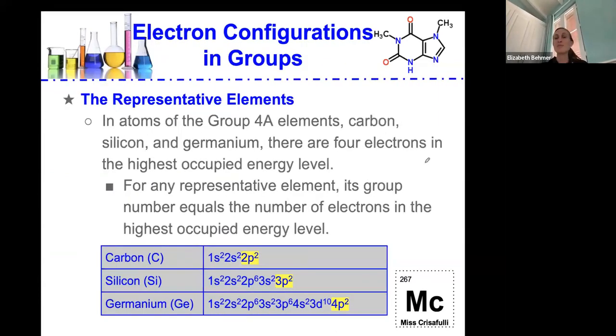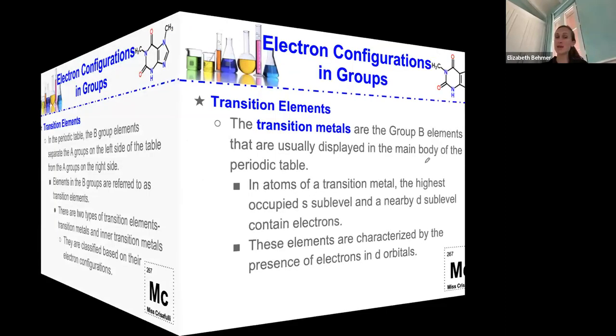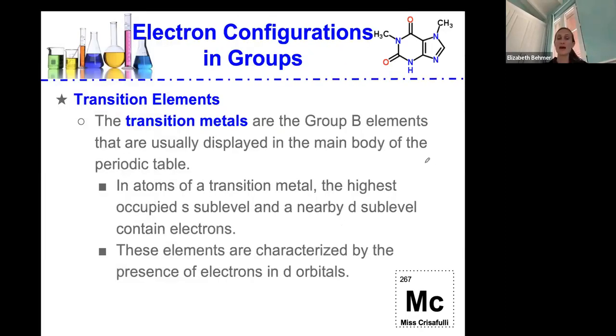In the periodic table, the B group elements separate the A groups on the left side of the table from the A groups on the right side, and elements in the B groups are referred to as the transition elements. There are 2 types of transition elements, transition metals and inner transition metals, and they're classified based on their electron configuration, like everything else. The transition metals are the group B elements that are usually displayed in the main body. The highest occupied s sublevel and a nearby d sublevel will contain electrons, and these elements are characterized by the presence of electrons in their d orbitals.